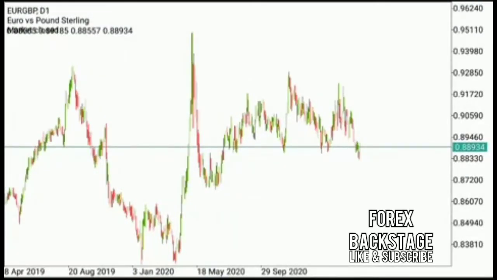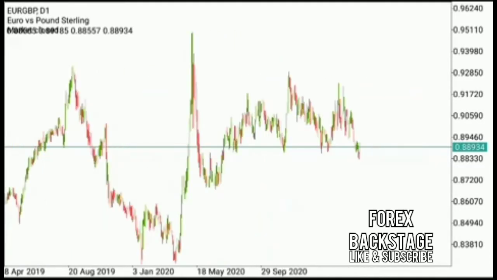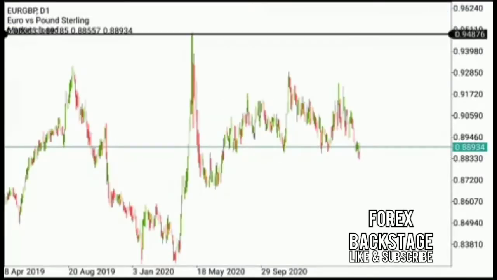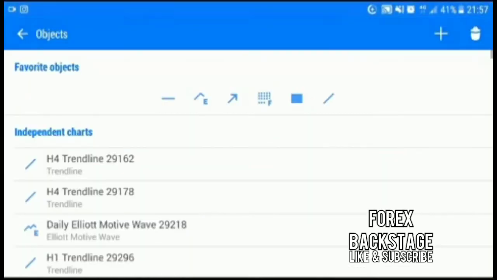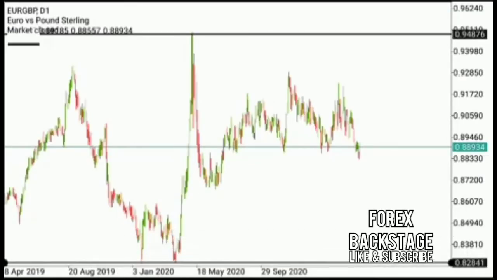Let's just see what we can find from this structure over here. Daily time frame. Okay, let me draw my eyes. This is my high and this is my lower low. Firstly, I have to check the structure.